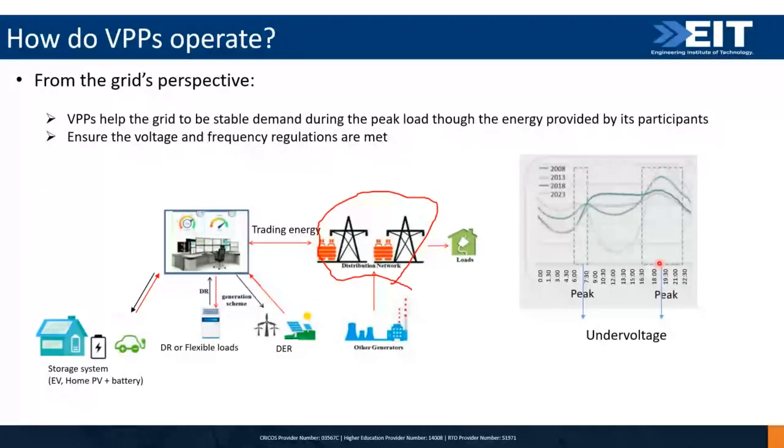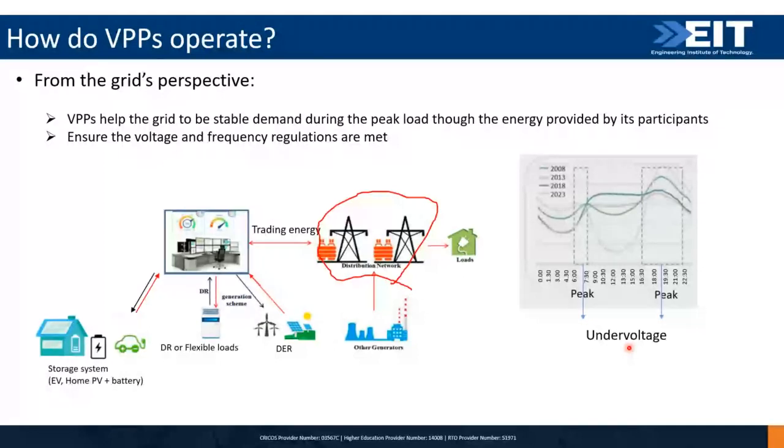And when the grid power or generation is less than the demand, then the voltage goes down, and the grid faces an under voltage problem. When we say under voltage, this means the grid voltage is less than the standard value, and this means the grid stability will be at risk. So we don't want an under voltage problem, or an over voltage problem.